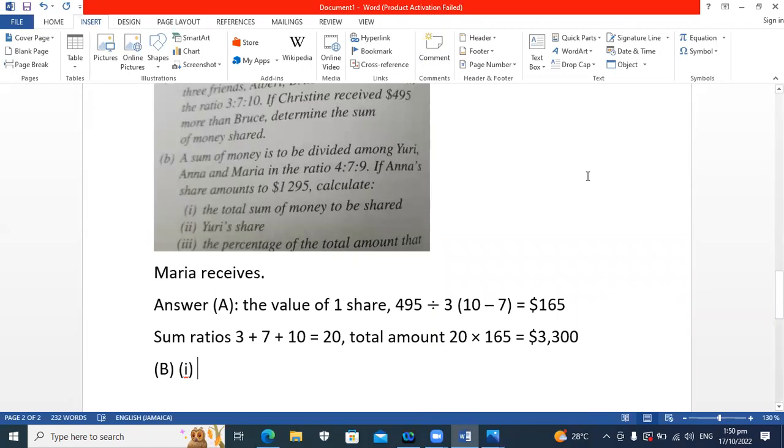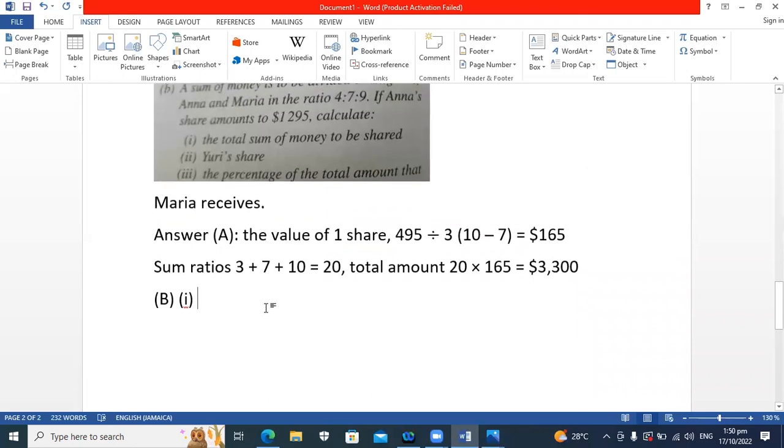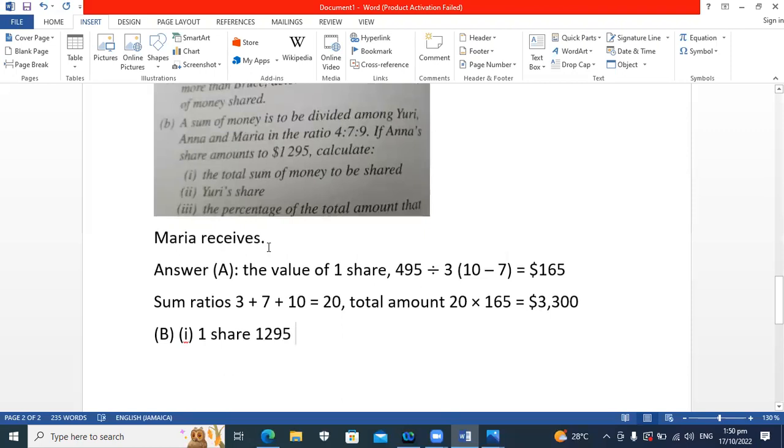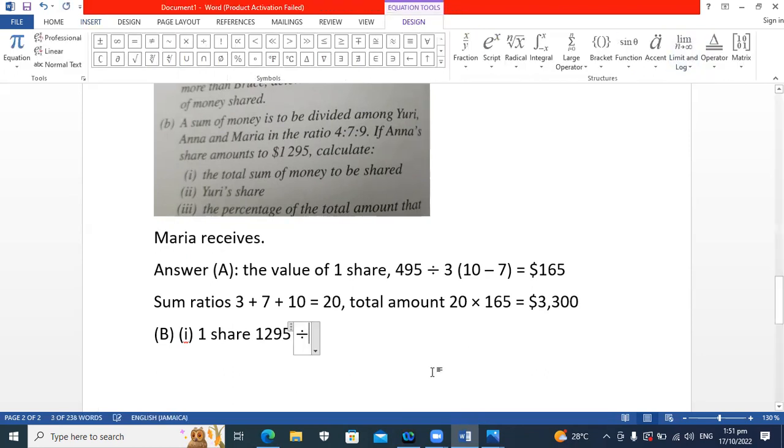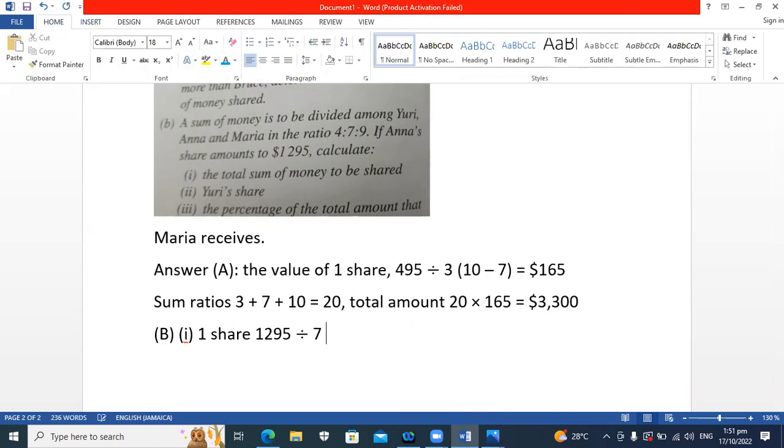All right, but B is a little bit different. This B is just saying that Anna gets X amount. So to find the value of one share, one share is 12.95 divided by Anna's part. Anna would be 7, not true? Yes, sir. Because it's in the middle, not true? And what is that? 3,700. Say it again?